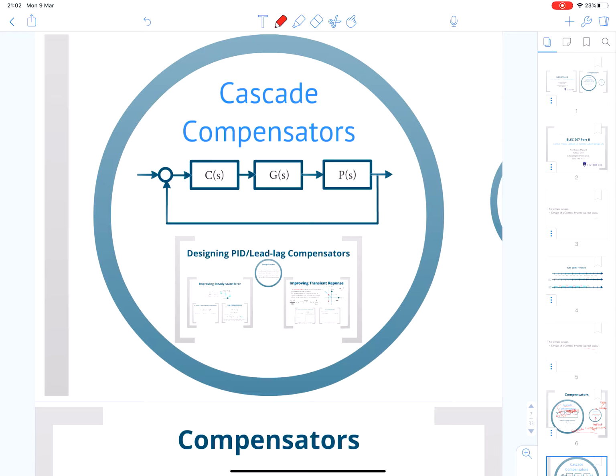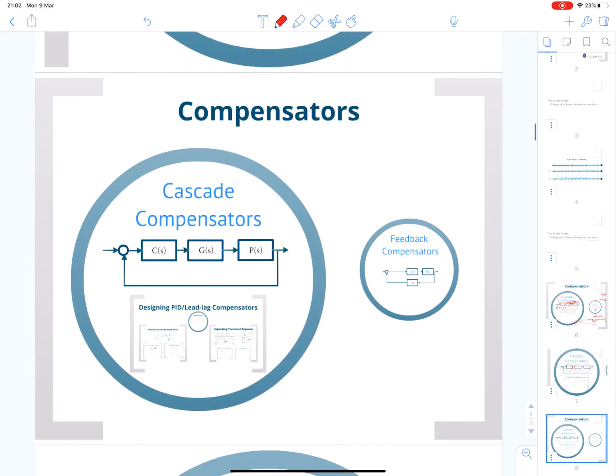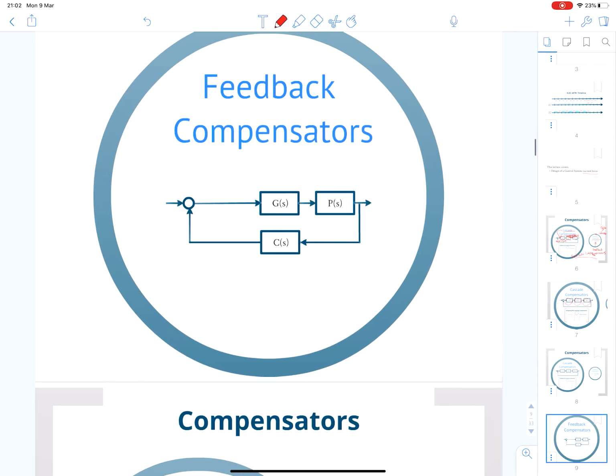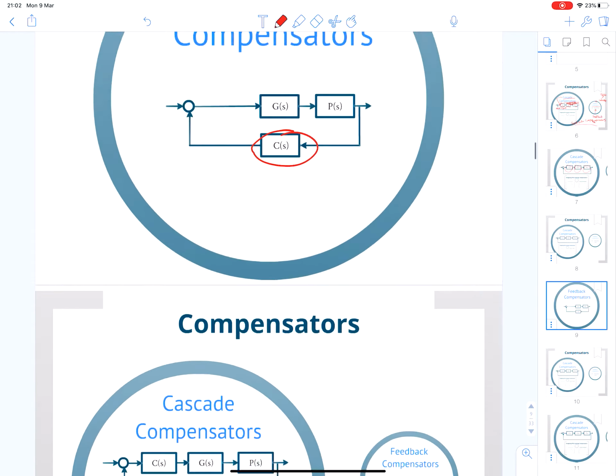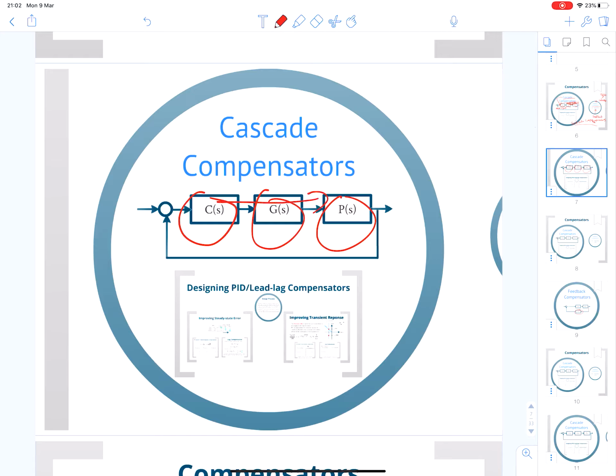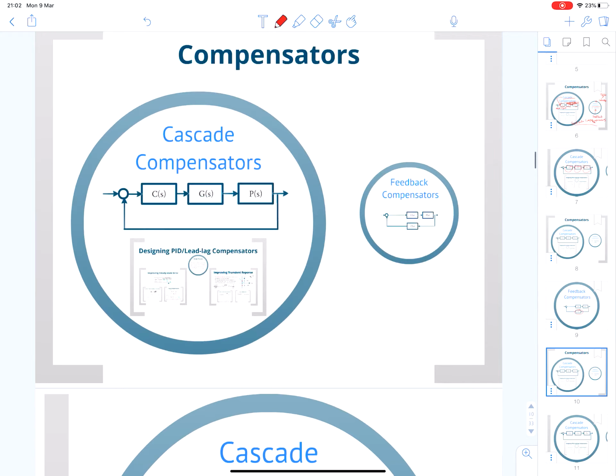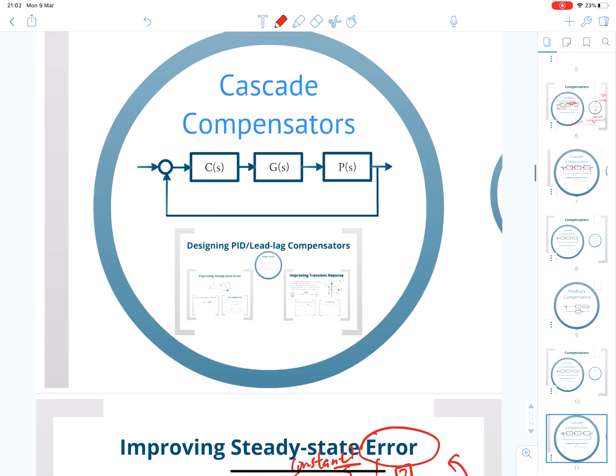For the cascade compensator, we have G_c(s) after the input. It's a cascade, which means they are linked in series. For the feedback compensator, we put the compensator in the feedback loop, but here we put it in the forward path.